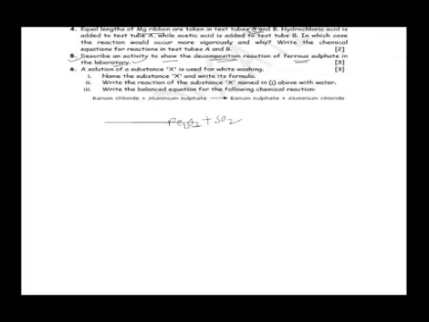Now coming to the sixth question: a substance X is used for white washing. The substance X is calcium oxide, CaO. What is the reaction of the substance X when it reacts with water? When calcium oxide reacts with water, it forms calcium hydroxide, which is Ca(OH)2.